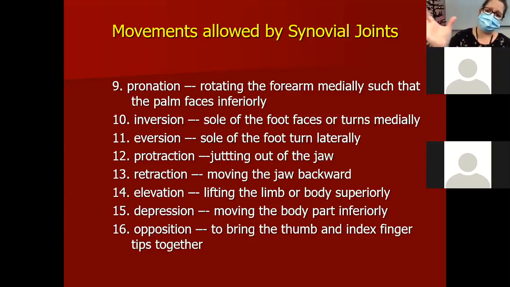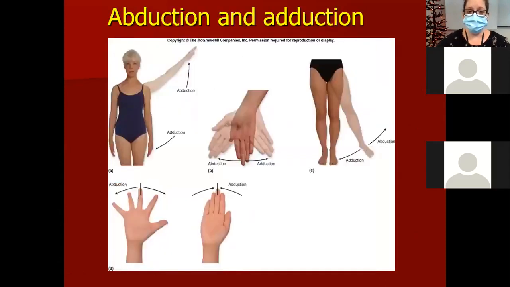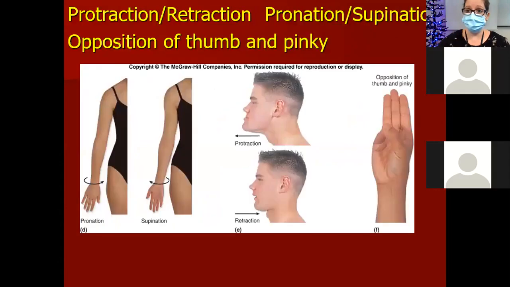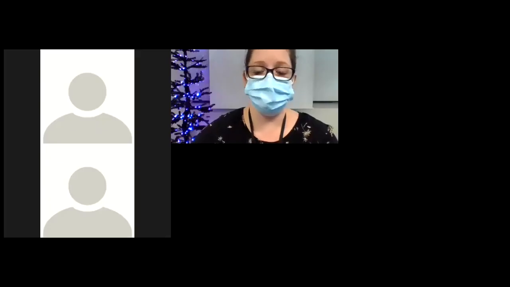And then once again, that beautiful opposition, which is this. This only occurs here at the thumb. We can't do opposition with our toes unless you're some sort of circus freak. So if you are, let me know because I'd like to see it. And then there's just pictures of all of them. It's important that you know the differences of these terms because of your quiz. Oh, well, that was easy.